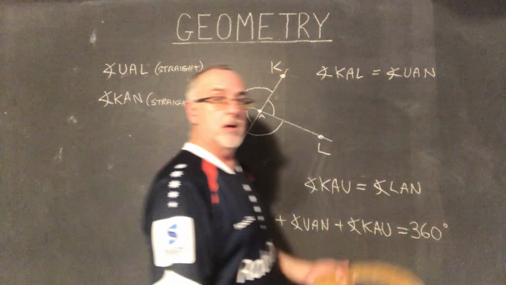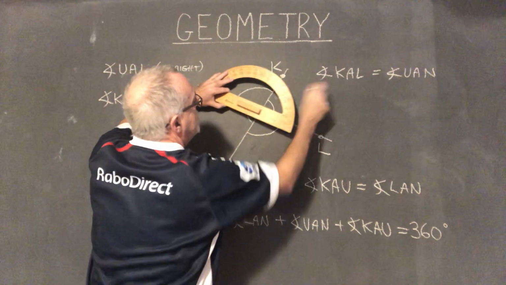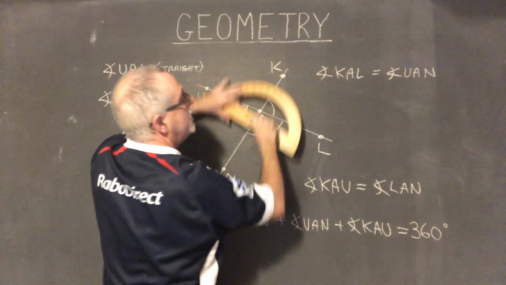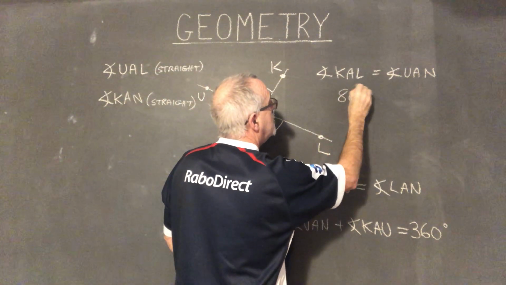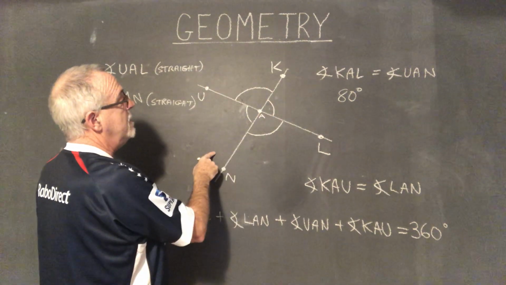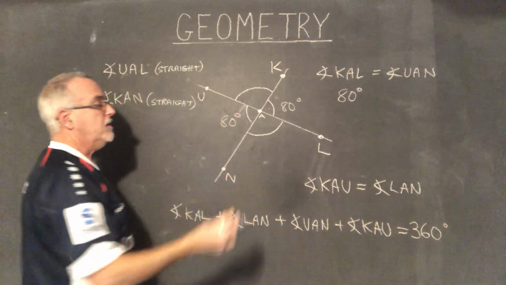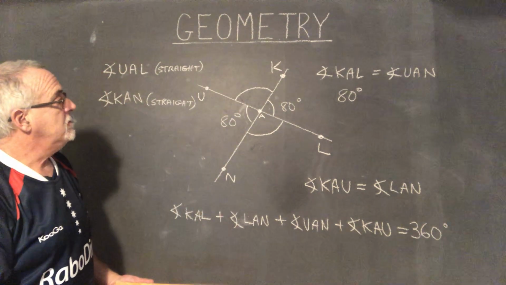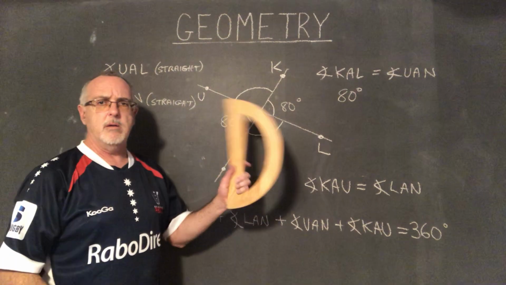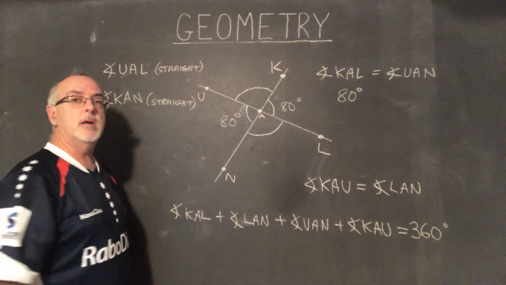Why did I grab my eraser cloth? I need this. Okay, so I'm going to start with angle KAL. It's written right there. I'm going to measure angle KAL, and it's going to be 80 degrees. And it has to be equal to angle UAN, so they're both 80 degrees, because they're opposite. And then I can find, so I measured only one. I measured KAL and it's 80, but that tells me this one's also 80.